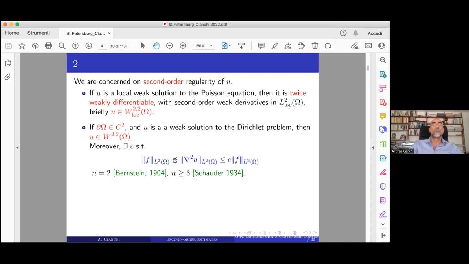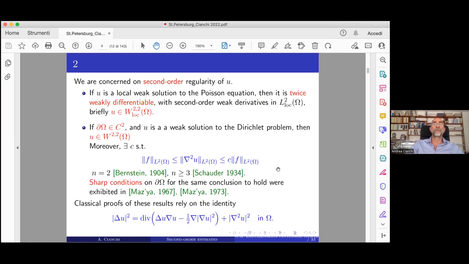Of course, the lower bound is trivial because f is just the Laplacian of u, so it just contains some of the derivatives of u. The interesting point is the upper estimate for these derivatives. Now, conditions on the boundary which are weaker than just being C2 were proved by Maz’ya in his early papers, where he proved sharp conditions for the regularity of the boundary for this kind of estimates to hold.